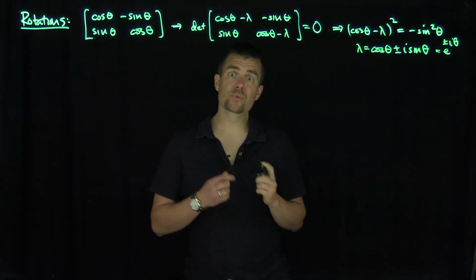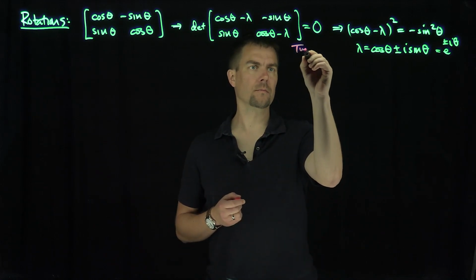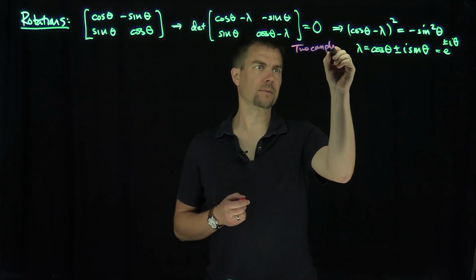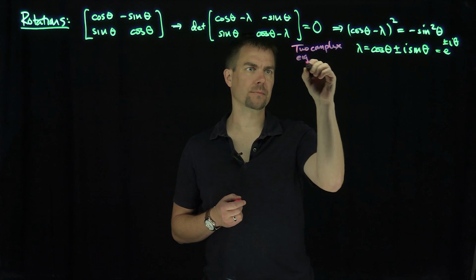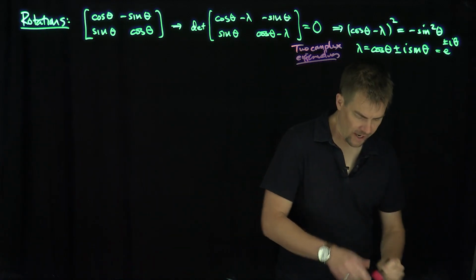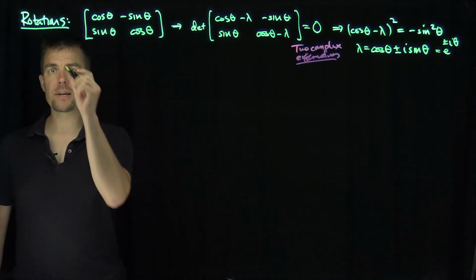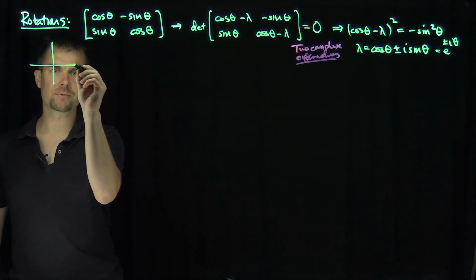So for rotations, we have two complex eigenvalues. Okay, and furthermore, we can see that geometrically because there can't be any invariant subspaces under rotation, right? This is my x and this is my y.